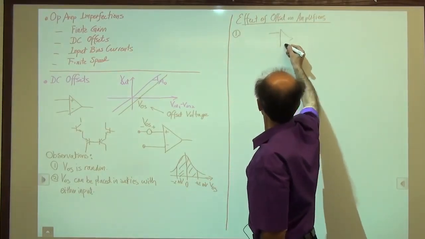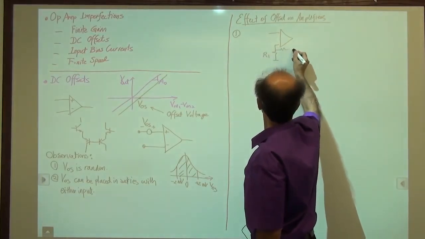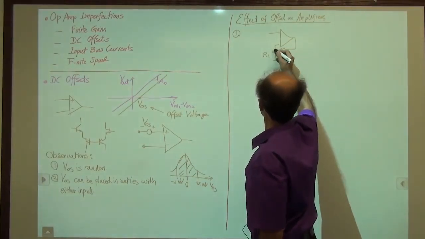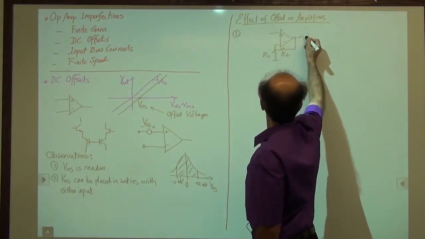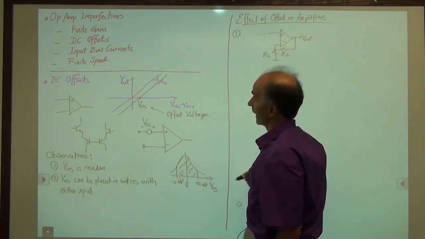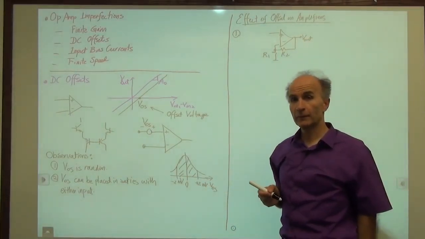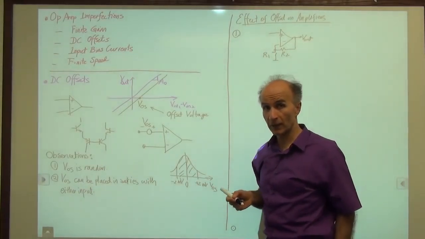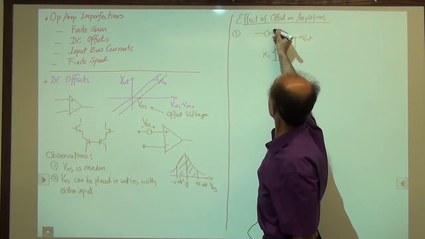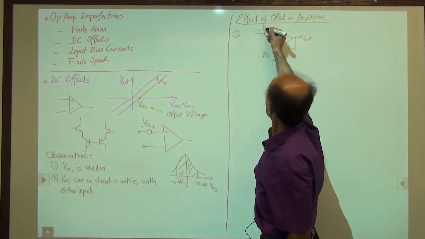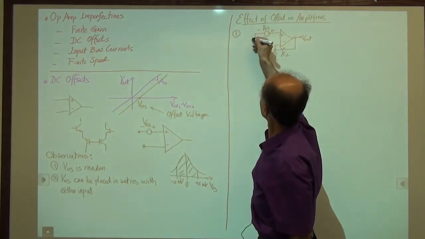Here's our non-inverting amplifier, R1, R2, plus, minus, V out. And I would like to choose one input of the op-amp for the offset voltage that's more convenient. And it seems to me that it should be here. So I'll place the offset voltage here, VOS. And then, of course, I have V in as my main input.